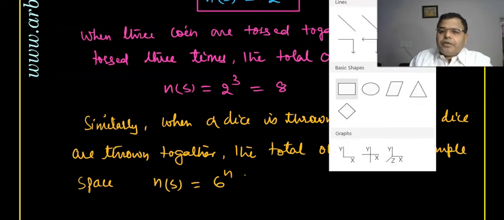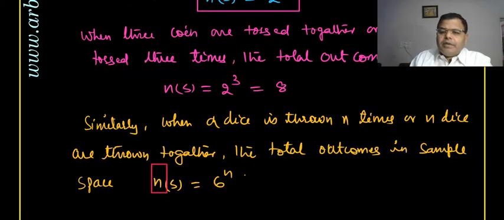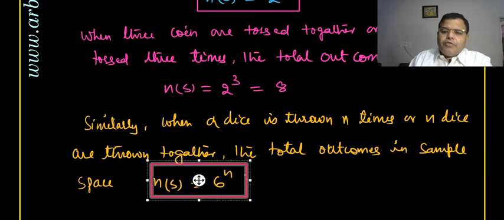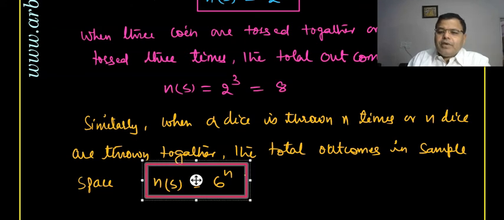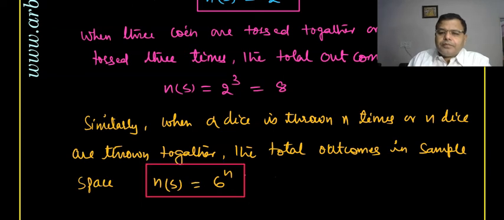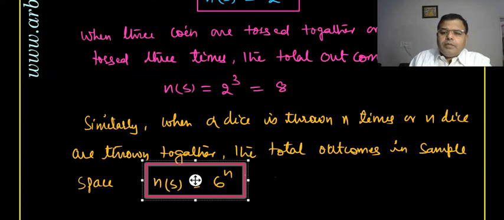Remember, this one is also important. Why is this so? 2 to the power n for coins and 6 to the power n for dice. Because a coin has 2 faces, whereas a dice has 6 faces, and therefore it is 6 raised to the power n. I hope you got it. So remember this.